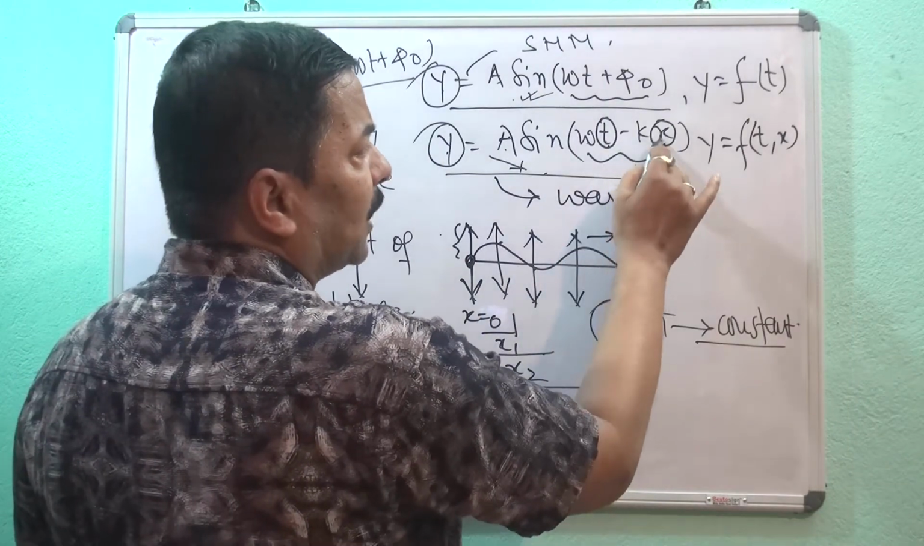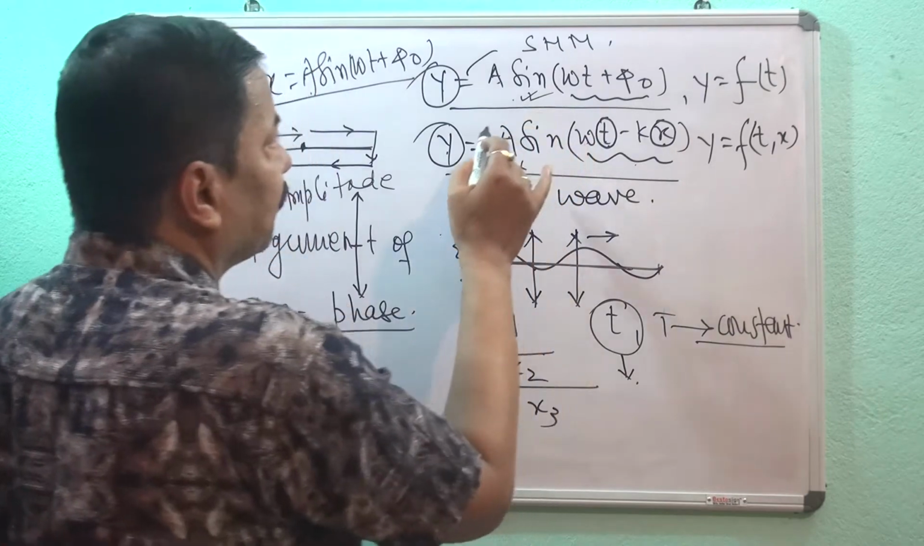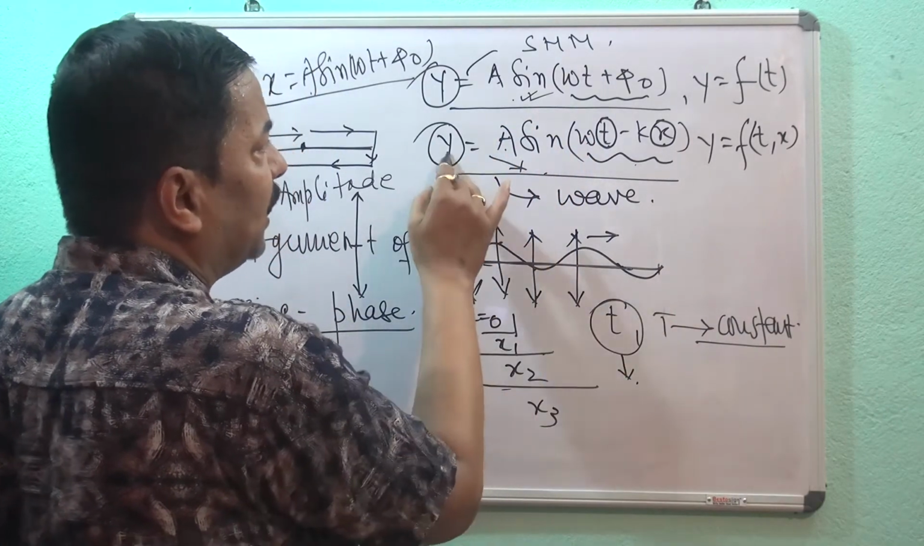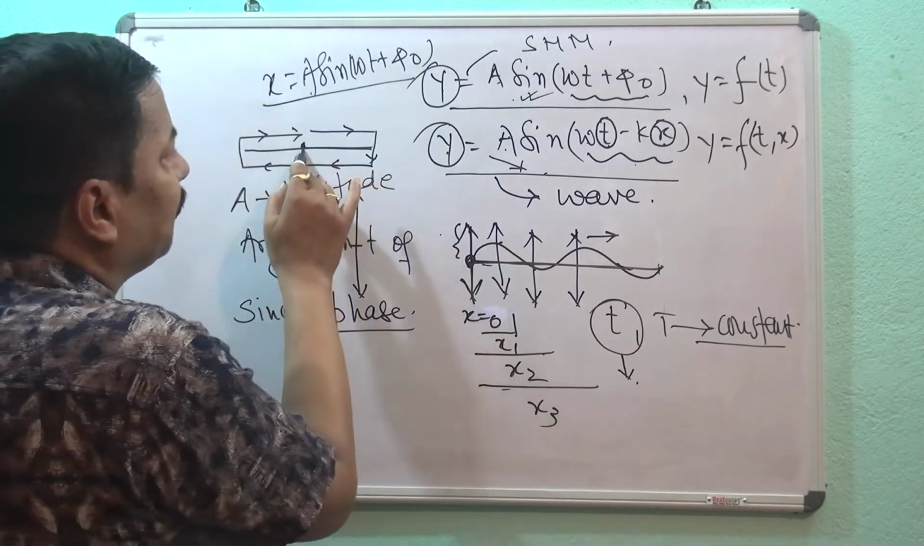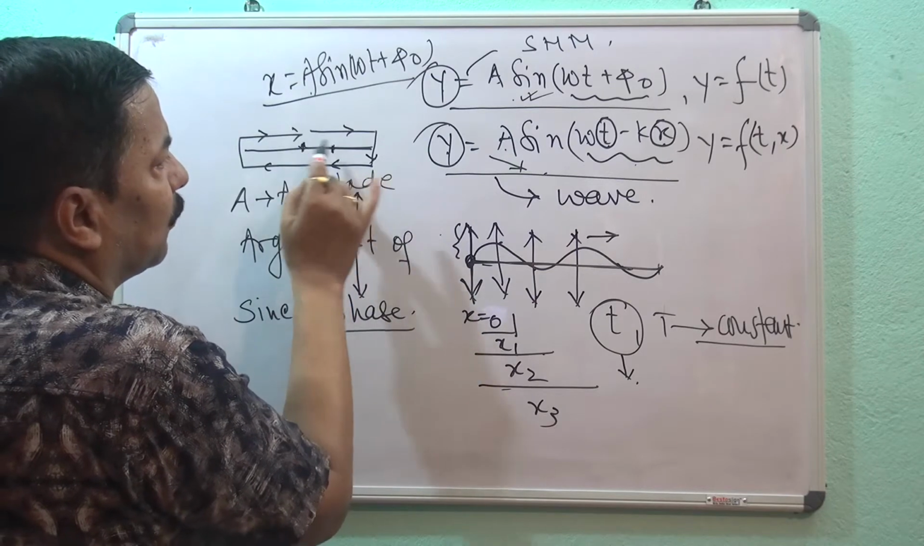Here x is the distance from the origin, distance from the origin along this axis, and y represents the displacement. Y represents the displacement. Here this value represents the x from the origin.